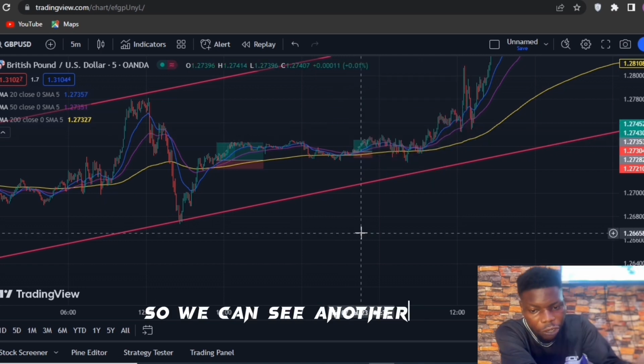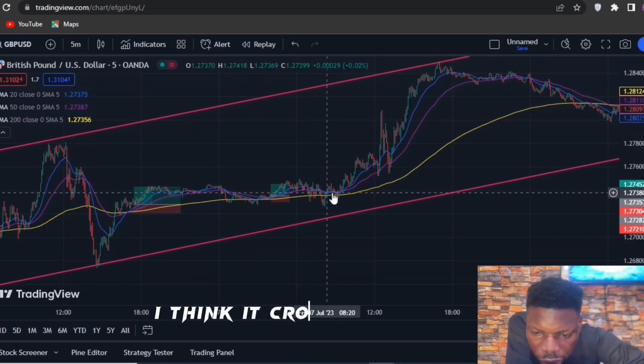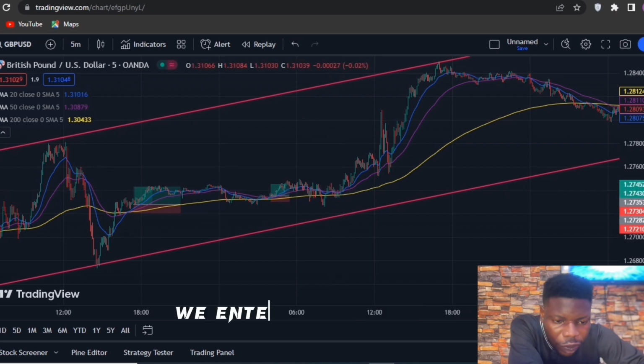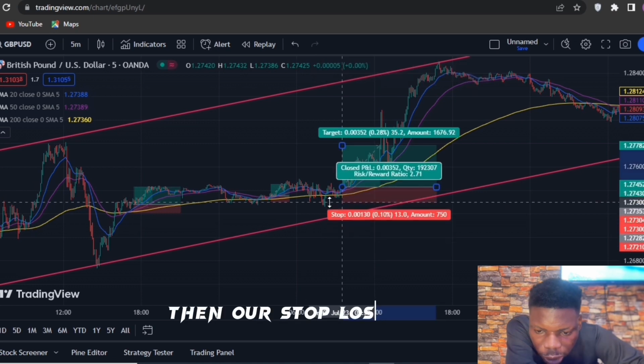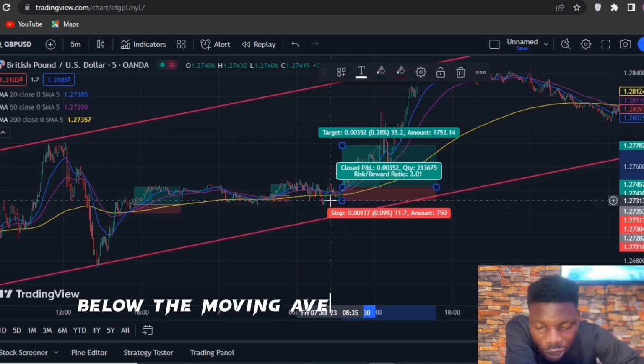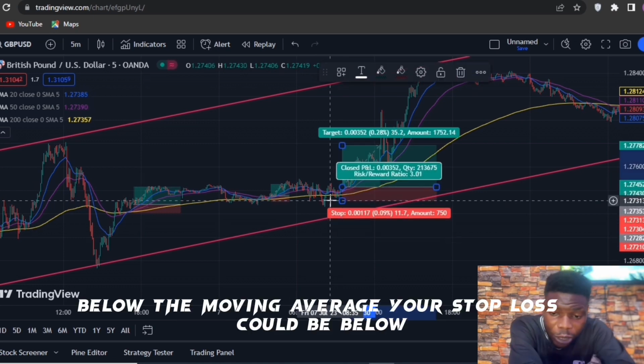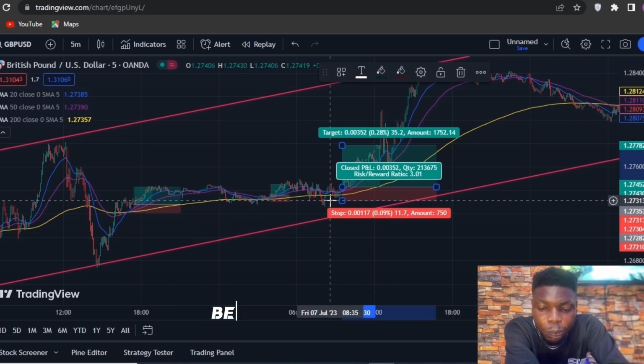So we can see another profit. I think it crossed here again. We enter for our 1 to 2 again. We have our 1 to 2 here. Then our stop loss will be below the moving average. Your stop loss could be below the 200 moving average or below the previous low or high.